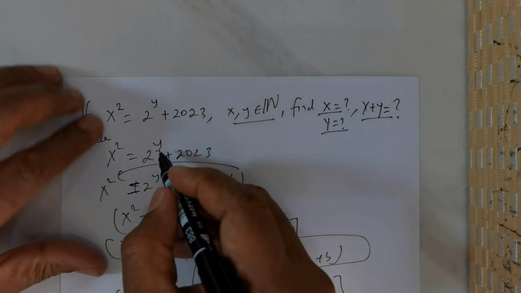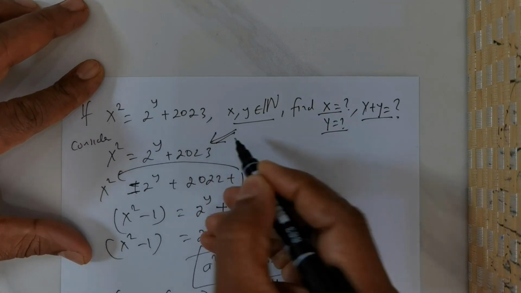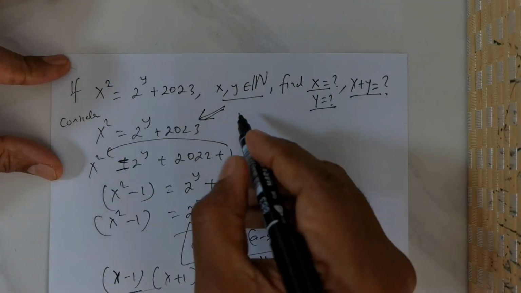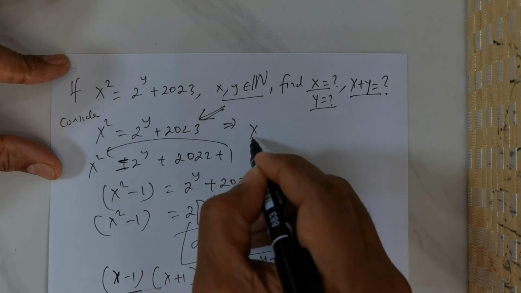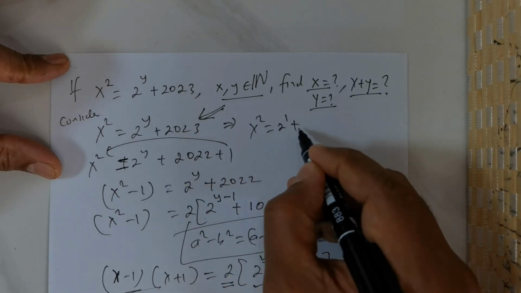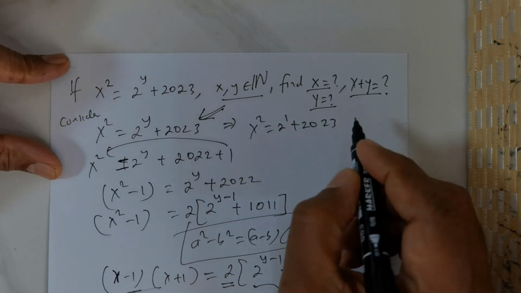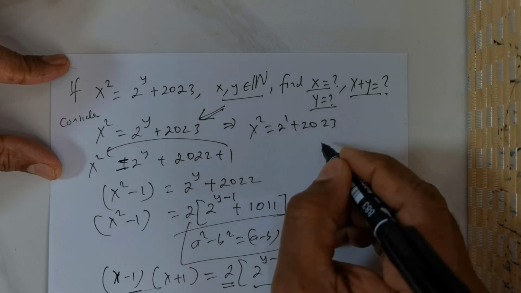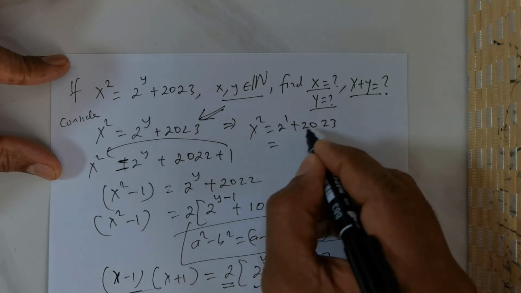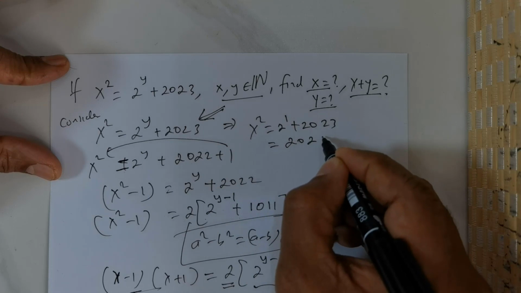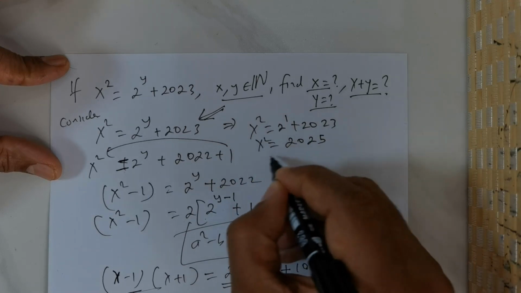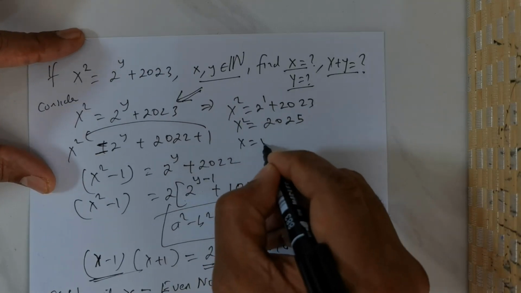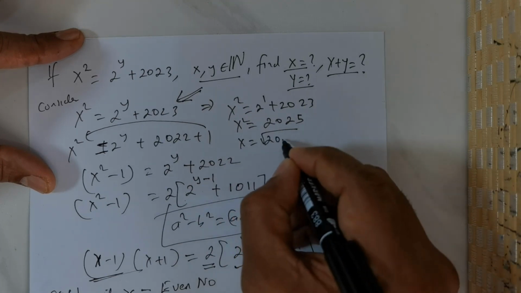Now go back to this question. This is what we have got, right? Now y is equal to 1, so this would imply x squared is equal to 2 raised to the power of 1 plus 2023. Now if you were to add this, what do you get? 2025. x squared is equal to 2025. So what is the value of x? x is equal to root of 2025.